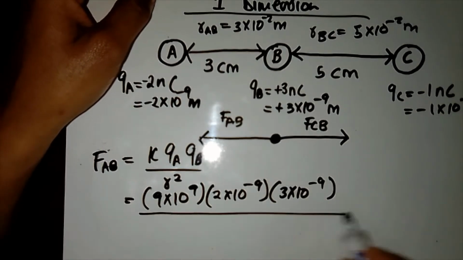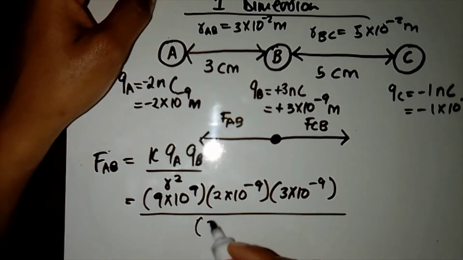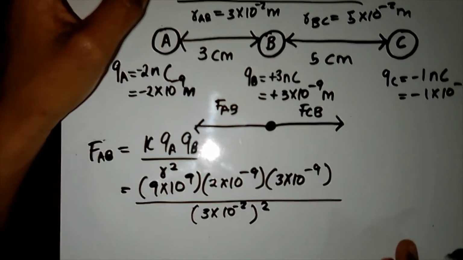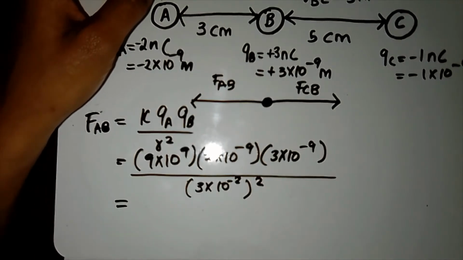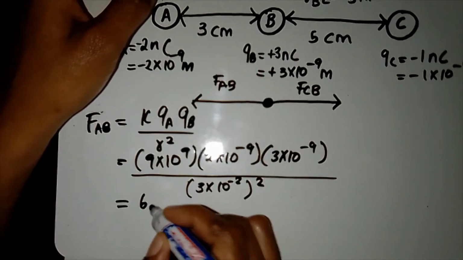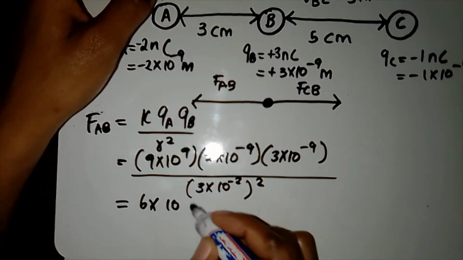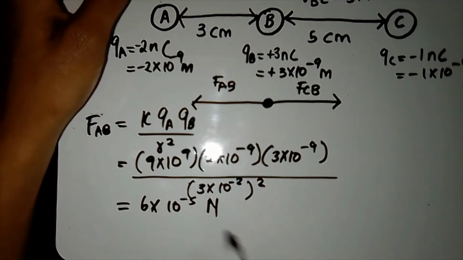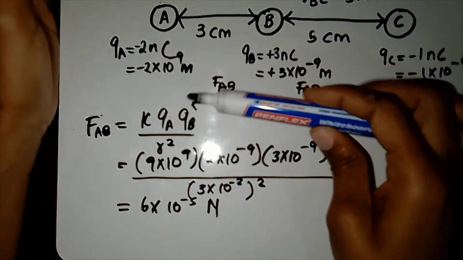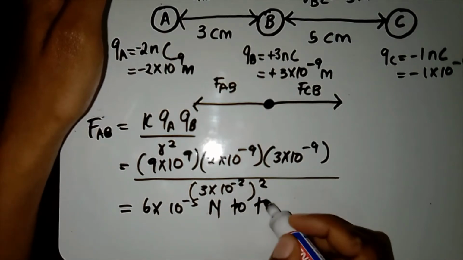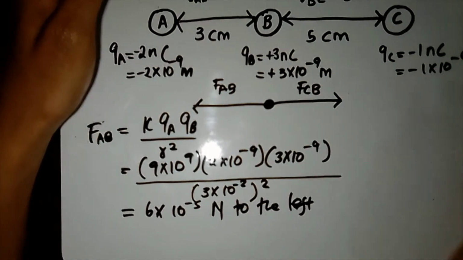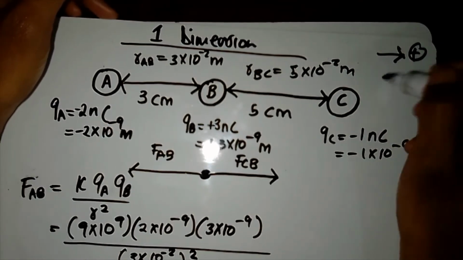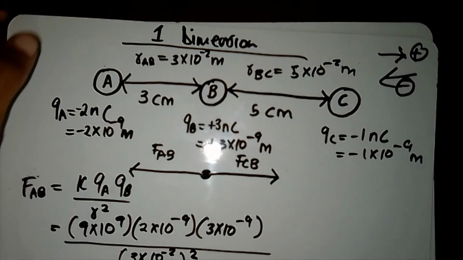Minus 9. The distance between this is just 3 multiplied by 10 to the power of minus 2. And then remember, it is squared. So the answer that you get, and you'll check it for me, is just 6 multiplied by 10 to the power of minus 5. And it's in newtons, remember, and we know that it is what? To the left. And we can say that, let's say that to the right is positive, and then to the left is negative.